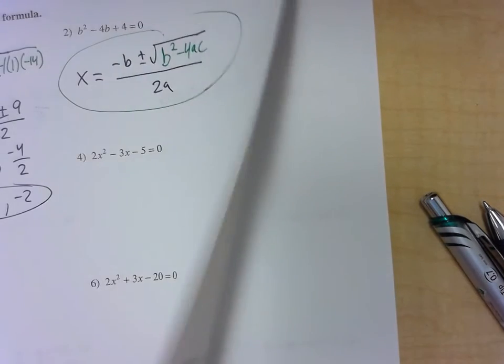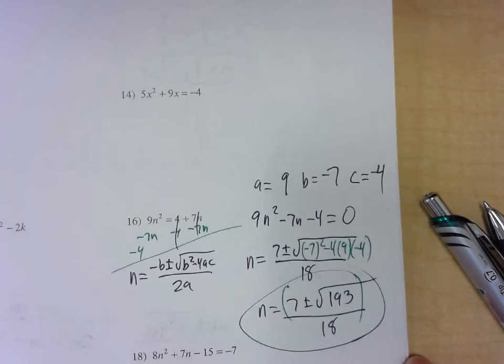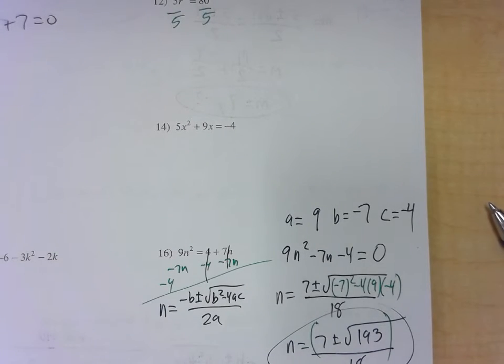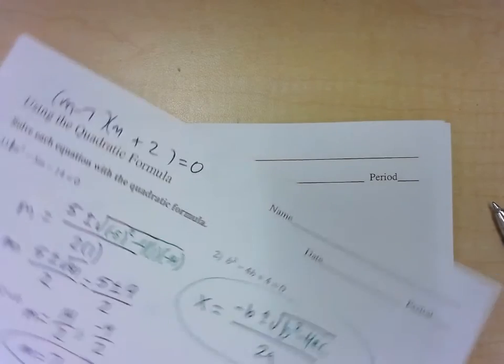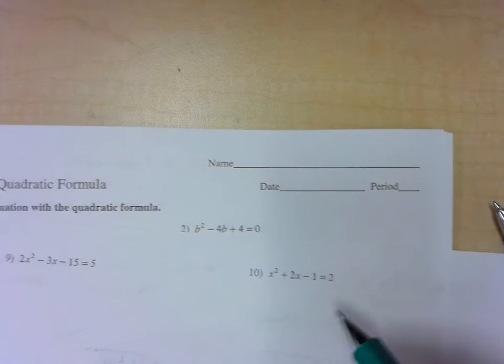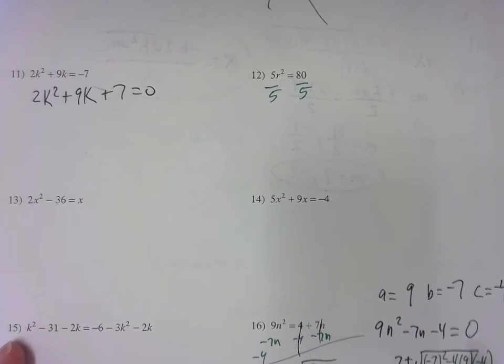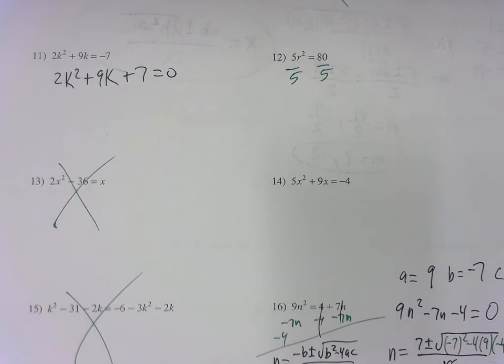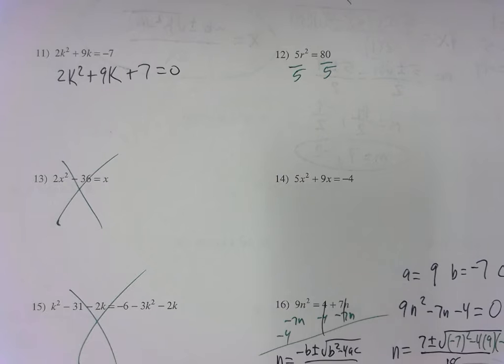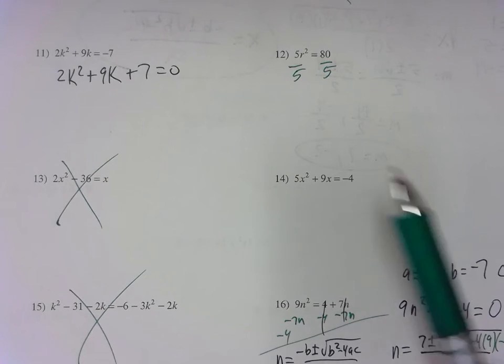Let's go ahead and eliminate a few of these because we don't need to do all of these problems. I did that one with you. Let's eliminate some of these on the back side. You can do all the ones on the front side. So let's eliminate 10, 13 and 15, and 17 and 18. So that leaves you with 1, 2, 3, 4 on the back side.